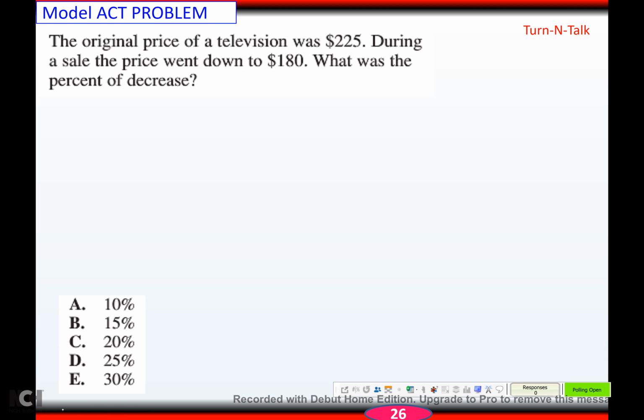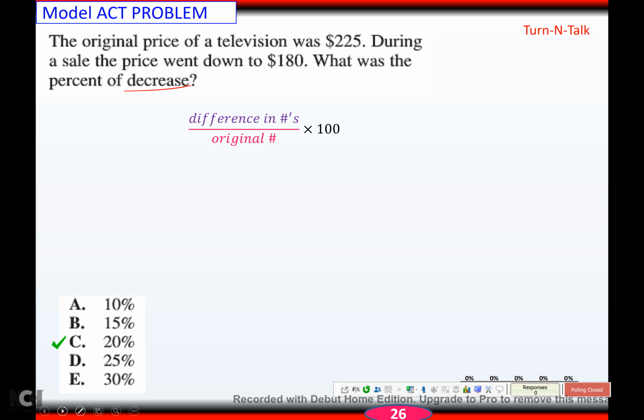Okay, try this one. Hit pause. Come back when you're ready. Hopefully you got C. The original price of a television was $225. During a sale, the price went down to $180. What was the percent of decrease?